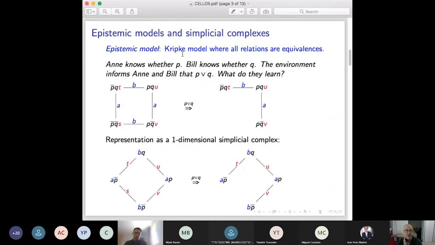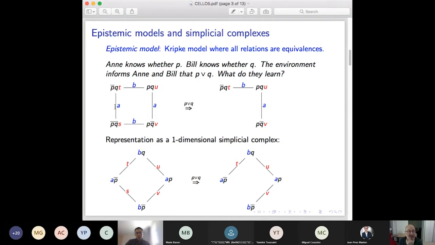So to start with an example of an epistemic model and a simplicial complex, let us have two agents, Ann and Bill. Ann knows the truth about P, Bill knows the truth about Q, and then there is an environment that informs these two agents that P or Q is true. So this initial uncertainty we model in this Kripke model on the left-hand side, where the names of the states are in red, the names of the agents are in blue, and the names of the propositional variables P and Q are in black. So here we have, for example, that P is false and Q is true, and here P and Q are both false.